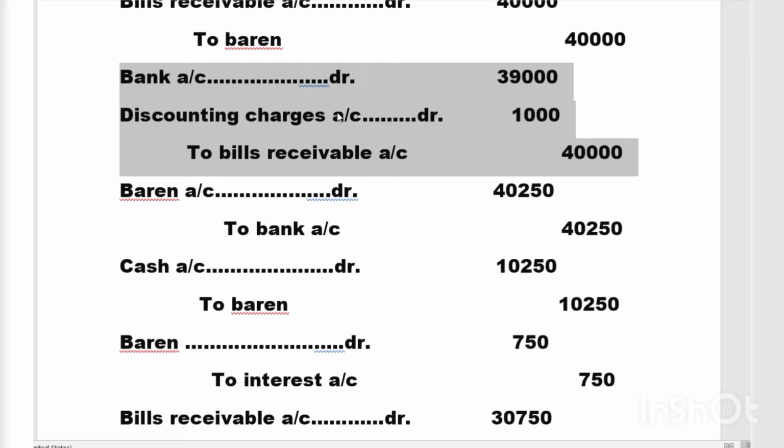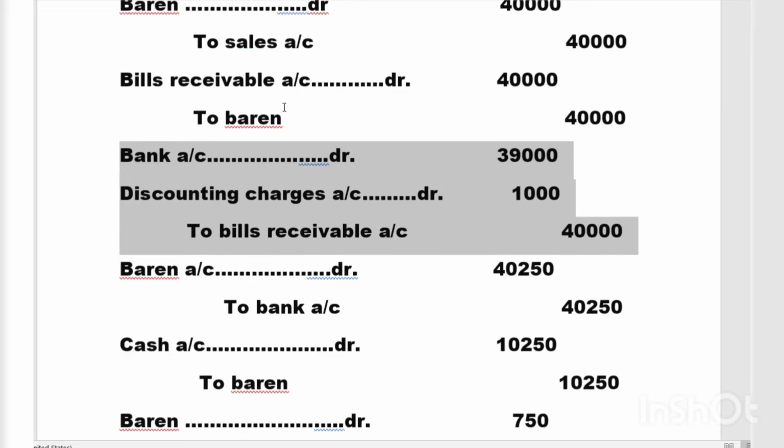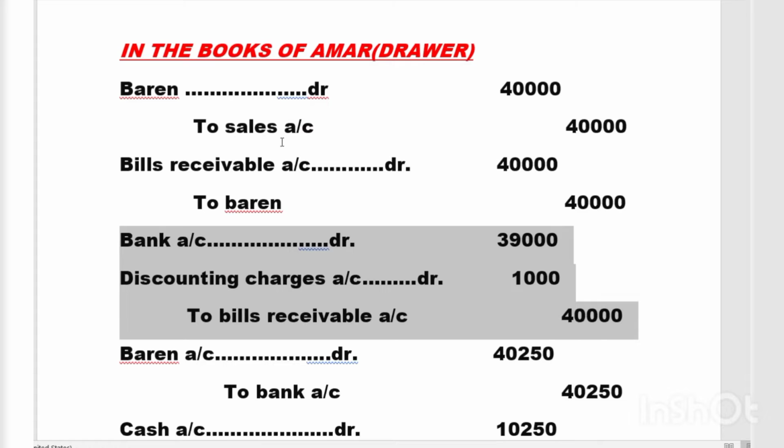How much time is left for the bill? 3 months is left. The bill has 3 months left to mature, so the unexpired term is 3 months, means 40,000 into 10% into 3/12. If you do, you'll get the answer, that is 1000. For discounting of bill, no entry will be passed in the books of drawee.